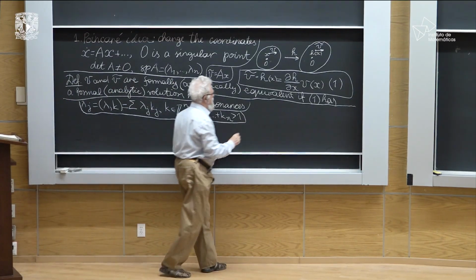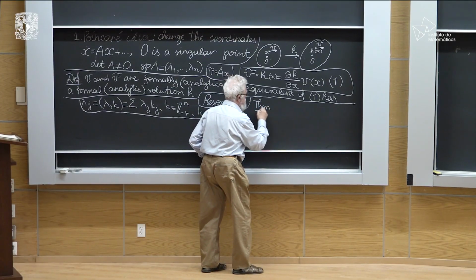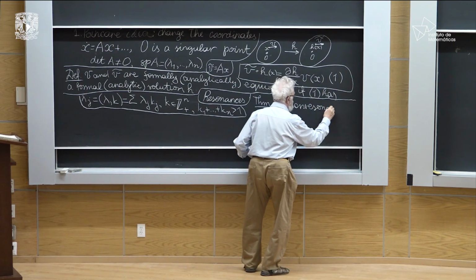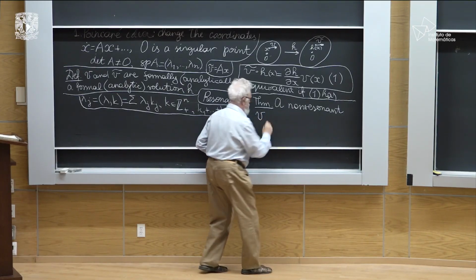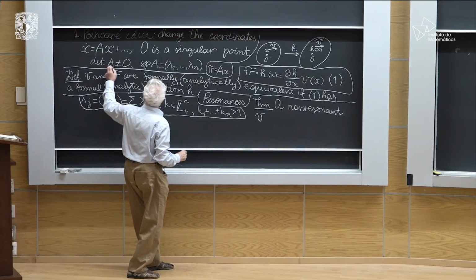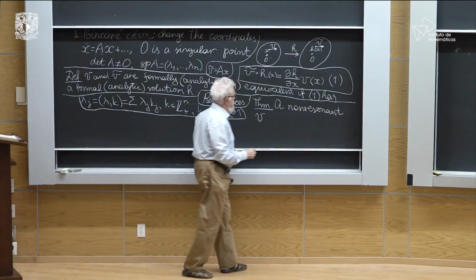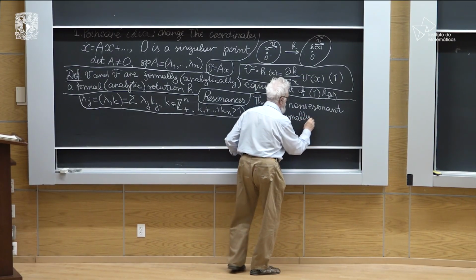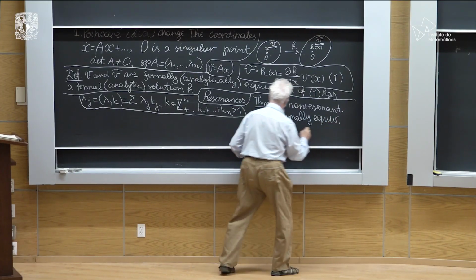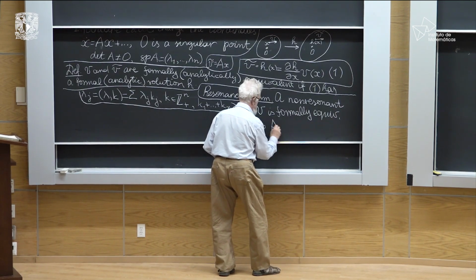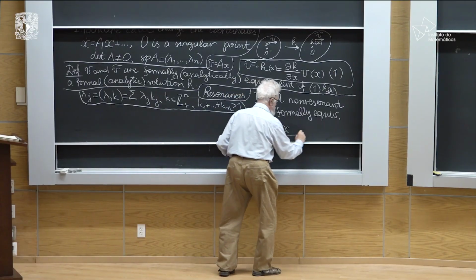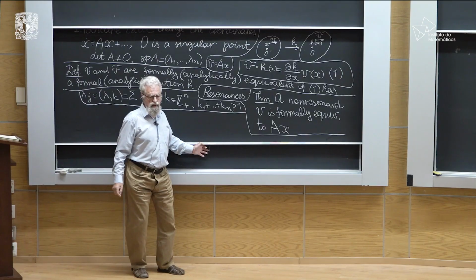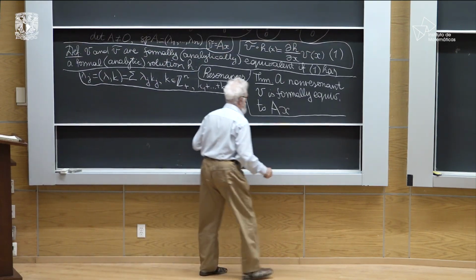And the Poincaré theorem claims that a non-resonant vector field V, that is, a vector field with a non-resonant linear part, is formally equivalent to its linear part. But formal equivalence does not at all imply analytic equivalence. So I said that I will keep in dimension 2, so let me use the common material about the singular points in dimension 2.